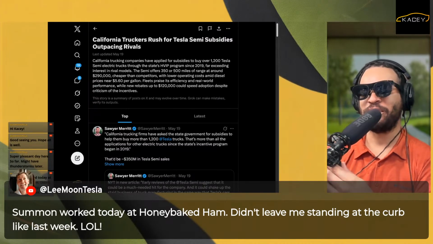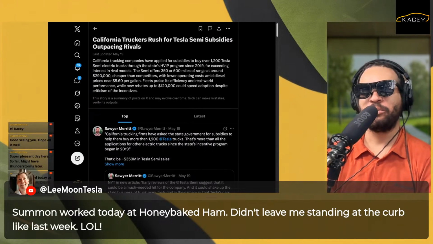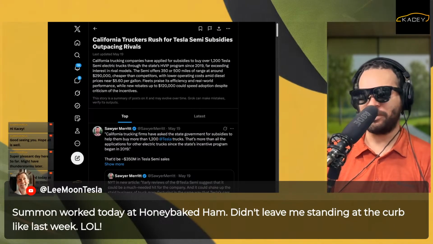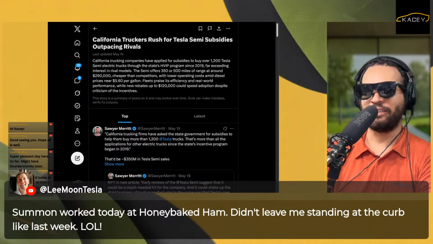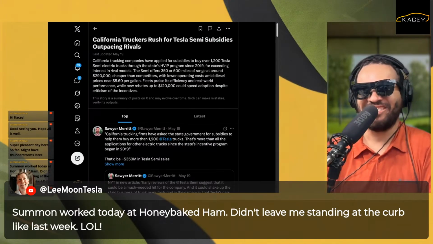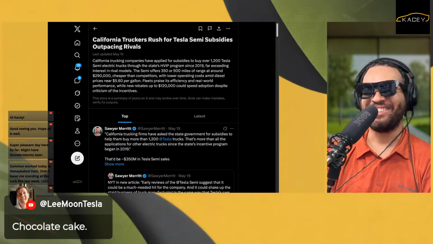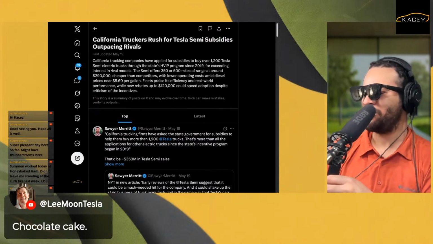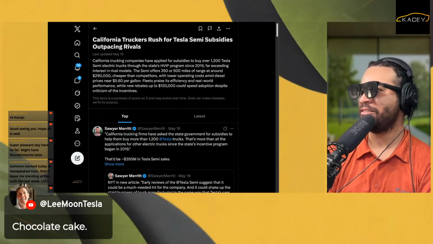For those who weren't here last week, Lee did a smart summon with his Model Y Juniper, and he went to Honey Baked Ham, got himself a lunch, and he called the car over, and the car went around behind the building and made him go get it. I was joking that it was upset that it didn't get a plate. Oh, chocolate cake. That'll do it. I think everybody likes chocolate cake. I guess except for people who are allergic to chocolate, but thankfully that's not a common ailment.